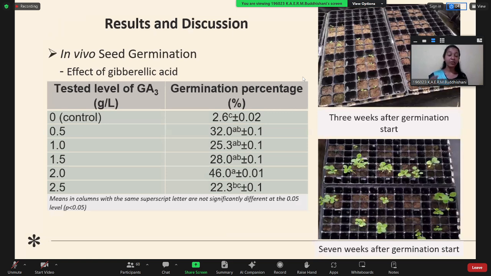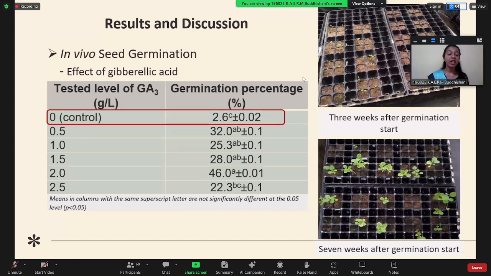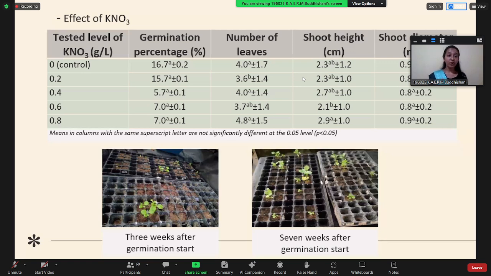Now look at the results and discussion under in vivo seed germination. First, the effect of gibberellic acid. Ashwagandha seed germination was significantly impacted by the tested levels of gibberellic acid. All the tested levels of gibberellic acid enhanced the germination percentage of the ashwagandha seed compared to the control. The control recorded the least germination percentage, which was 2.6%.